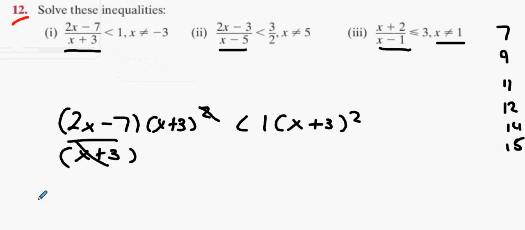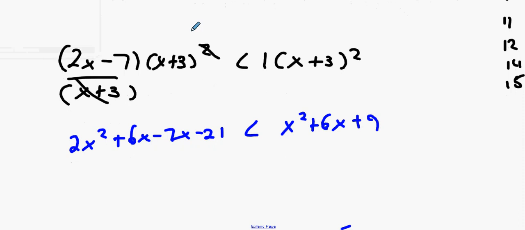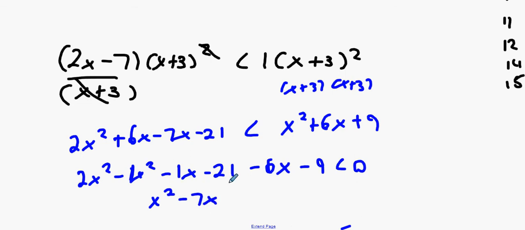Okay. All going well, you'll have 2x squared plus 6x minus 7x minus 21. (x + 3) squared is (x + 3) times (x + 3), and you multiply it out, you get this. Right, next thing. You get 2x squared minus 1x squared, minus 1x minus 21. And then minus 2x minus 9. And then it's x squared minus 7x minus 30.